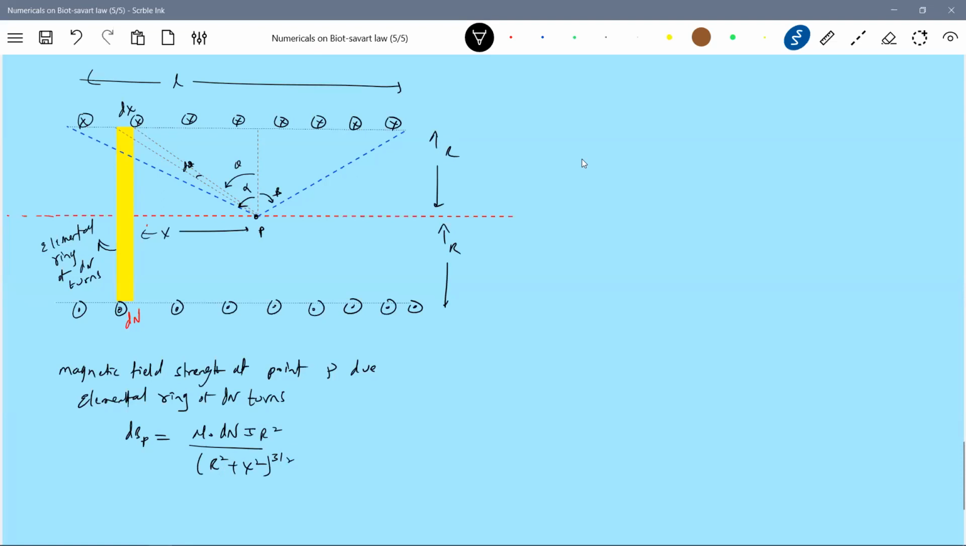What is dn? dn should be equal to n into dx, number of turns per unit length into dx. So small n is the number of turns per unit length. So dB is equal to mu naught n dx I r square over r square plus x square to the power of 3 by 2.